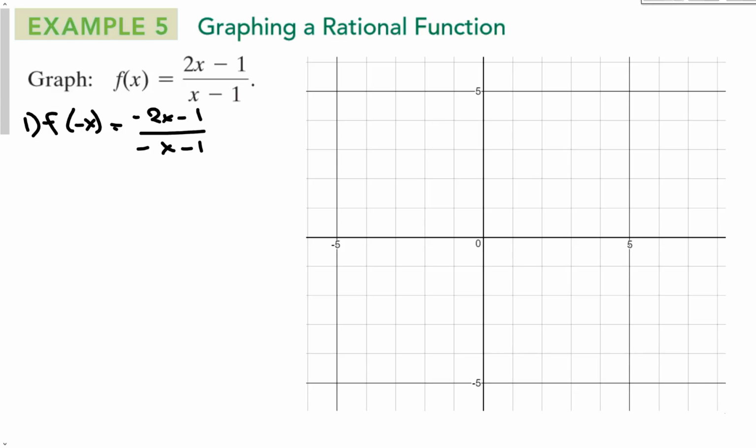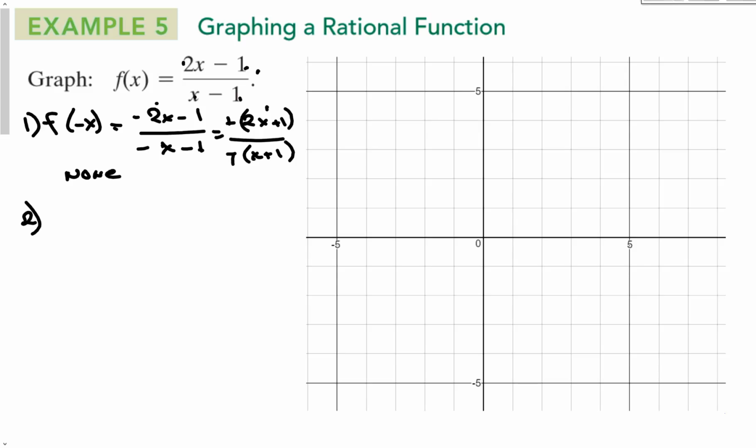If I factor out a negative, I would get negative 2x plus 1 over negative x plus 1. Those cancel, but these two are not the same. Everything is not completely opposite, right? These two are opposite, but these two are the same. So this has no symmetry. So none. All right, well, not helpful, but good to know.